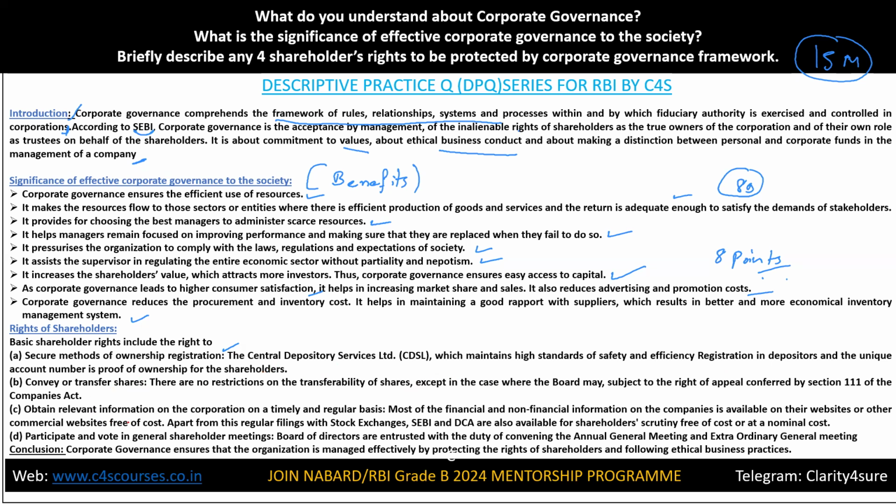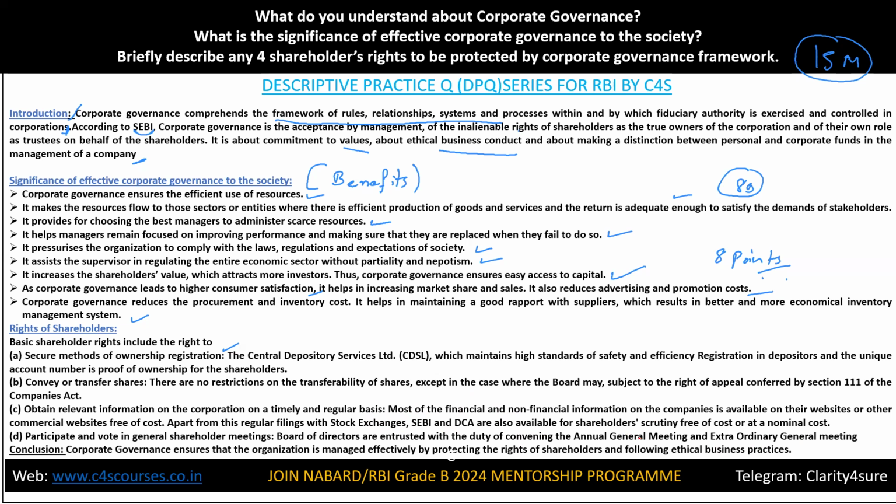Next, third point, obtain relevant information on the corporation on a timely and regular basis. Most of the financial or non-financial information on the companies is available on their website or other commercial websites free of cost. Apart from this, regular filings with stock exchanges, SEBI and MCA are also available for shareholder scrutiny free of cost or at nominal cost. Clear? Next, fourth point, participate and vote in general shareholders meetings. They have voting rights.